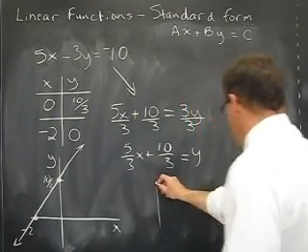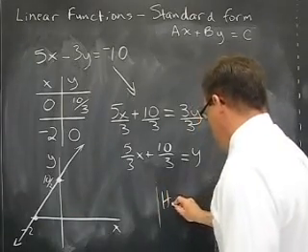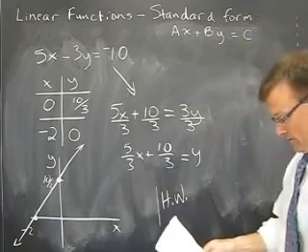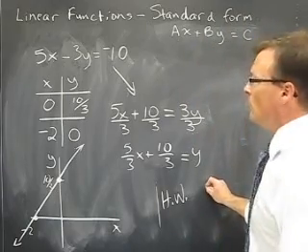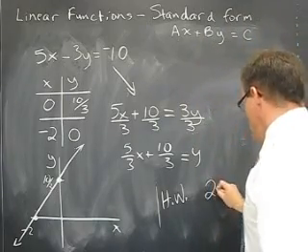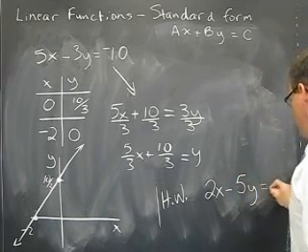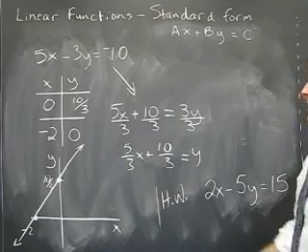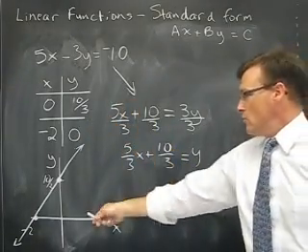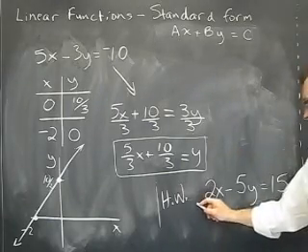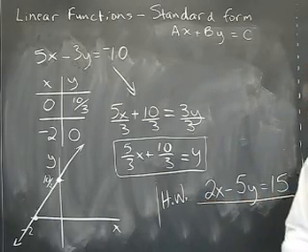So one last detail, okay? You guys asked me for another problem to do. So here's a homework problem. I want you to find the x-intercept and the y-intercept for 2x minus 5y equals 15. So same deal, I want you to make the mini table, graph, and then find the y equals mx plus b form for that equation in standard form.